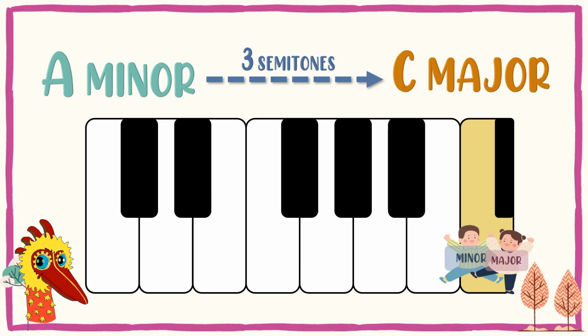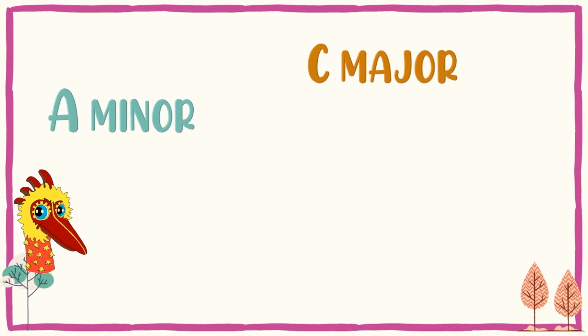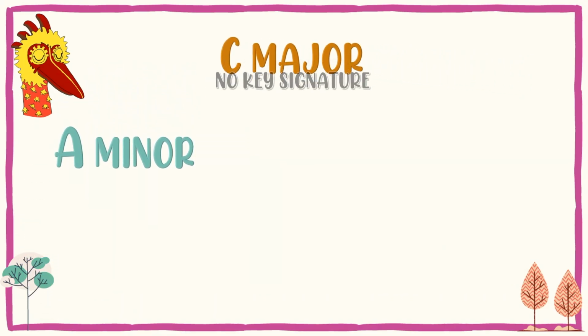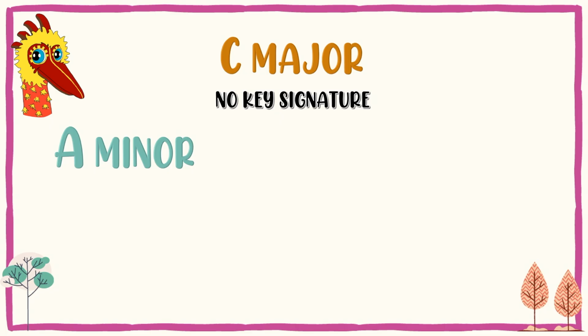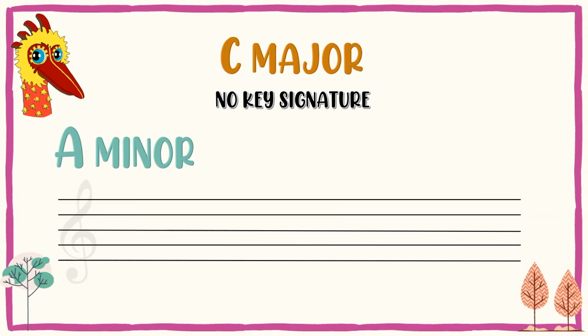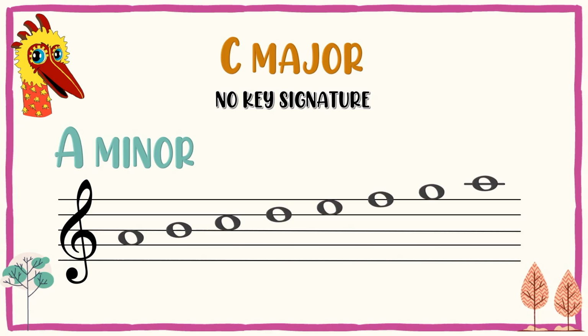Now Ruby, can you tell me the key signatures for C major? There are no key signatures for C major. That's correct. So since C major has no key signature, the relative minor of C major, which is the A minor, also has no key signature. Wow, that's cool! They do share something in common, which are the key signatures.